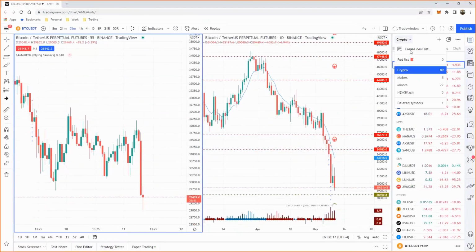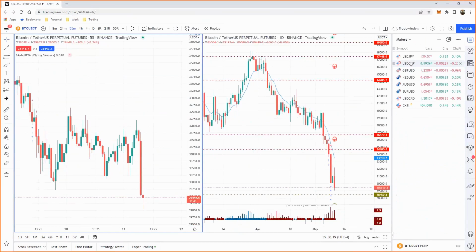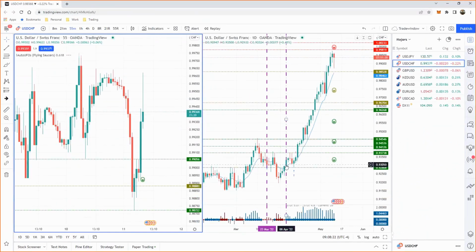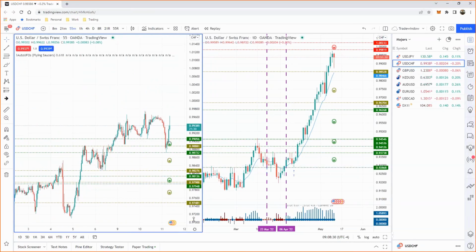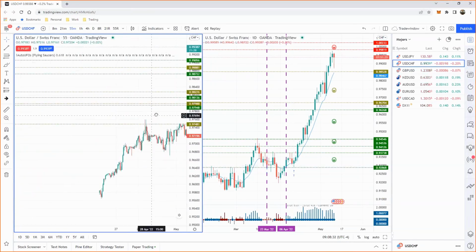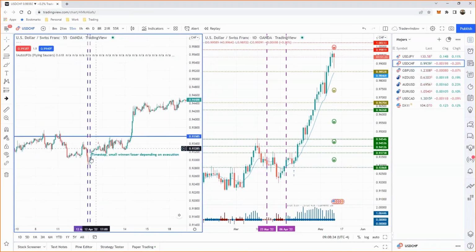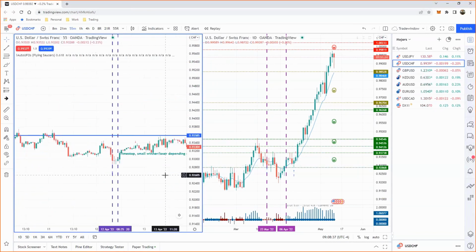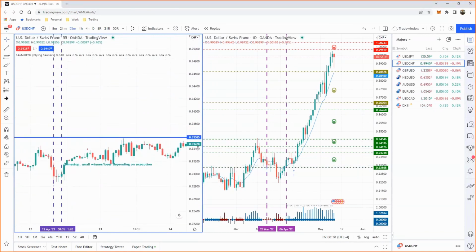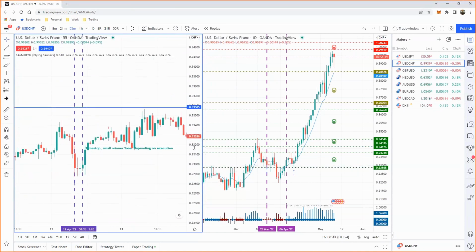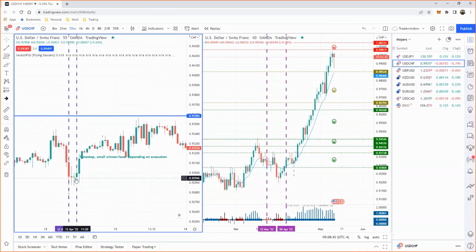So right now, let's go ahead and get to the majors. Let's go to the USD Swiss franc. That's that trade there. Looks like this one did fill. So let's take a look and see what exactly happened on this trade. Let's go back in time to where it was, and there it is. This trade was a small winner or loser depending on when you got executed on it. This was the entry point, April 12th, and that's when it filled. If you kept it on, if it didn't, that's okay too.